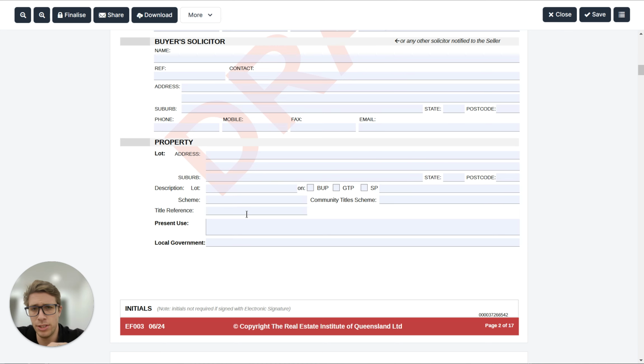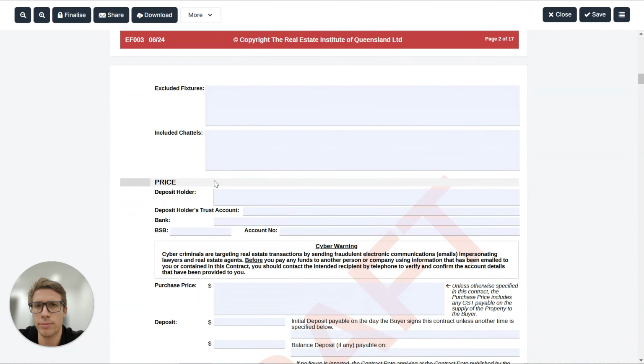So as I said, this is the property information just here. So we've got included fixtures and excluded fixtures, sorry. So excluded fixtures. Let's say there is an outdoor patio, for example, and you're taking that with you. We'd have to put in here that the outdoor patio is an excluded fixture. Obviously, that would have to be discussed before the contract went into place, but that has to be in the contract.